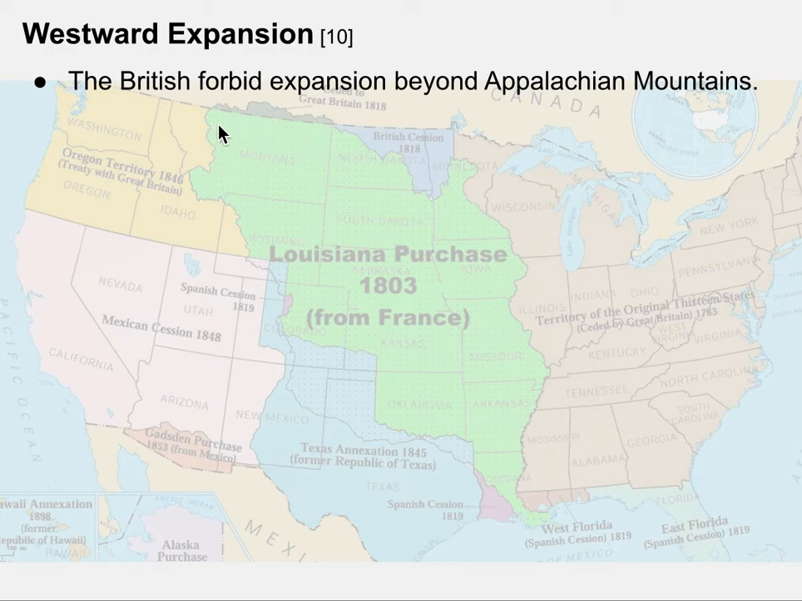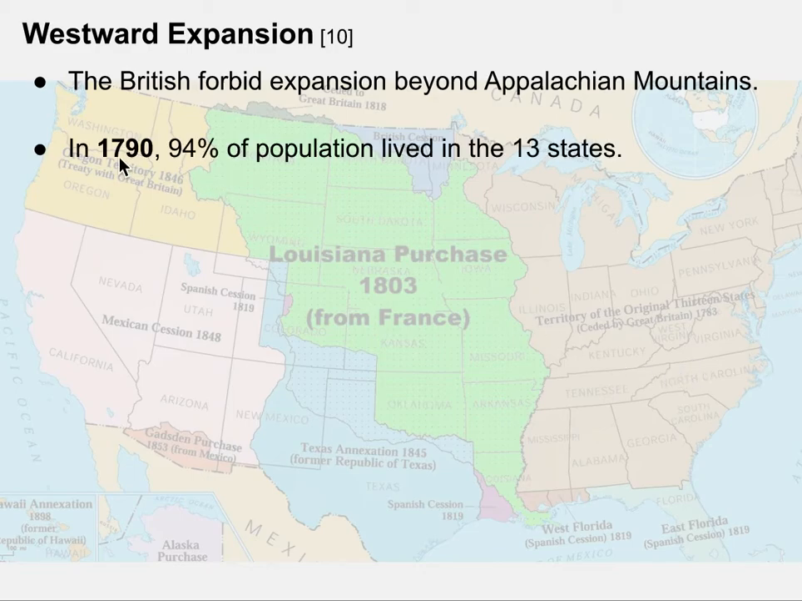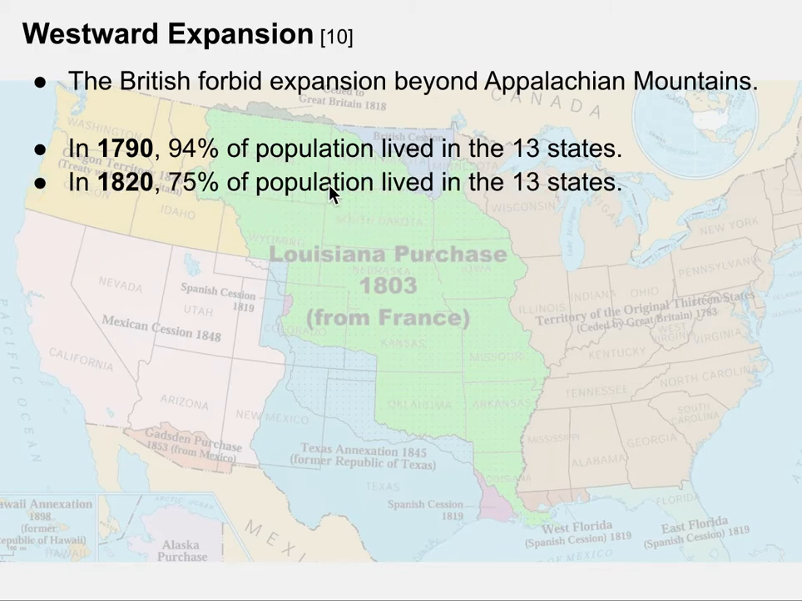So just a summary, when the states were just colonies, the British forbade expansion beyond the Appalachian Mountains. I'm using my cursor to show the Appalachian Mountains are about here. So people had to stay on the east coast, to the Appalachian Mountains. In 1790, 94% of the population lived in the 13 states. By 1820, 75% of the population lived in the 13 states. So roughly 20% of the people, I don't know if that's exact, but moved. At least the population shifted.